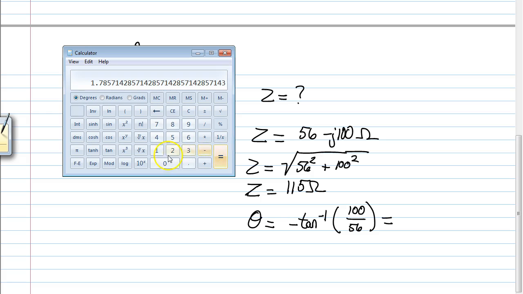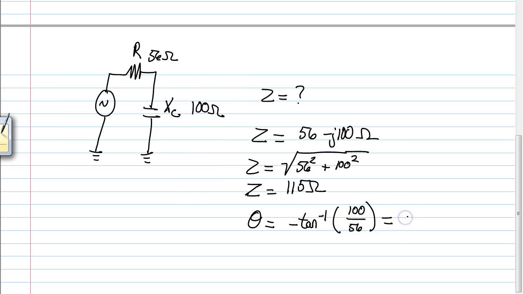I need to take the arc tangent of that. Now on here, I don't know where the arc tangent is. Oh, here we go. Inverse. There's arc tangent. So I click that. It gives me 60 degrees, and now it's negative arc tangent, so I just need to throw a negative on there. There it is. Negative 60.7 degrees. Well, 0.75, so I round it up to 60.8. So it's negative 60.8 degrees. All right, so that's how we figure that out.